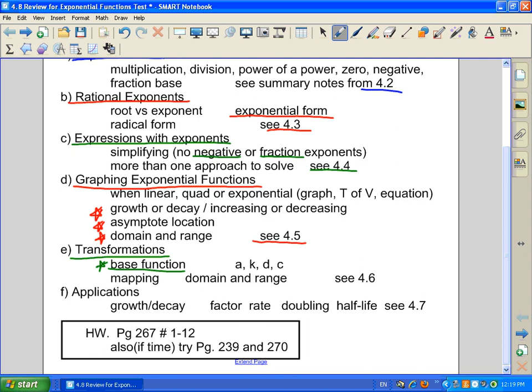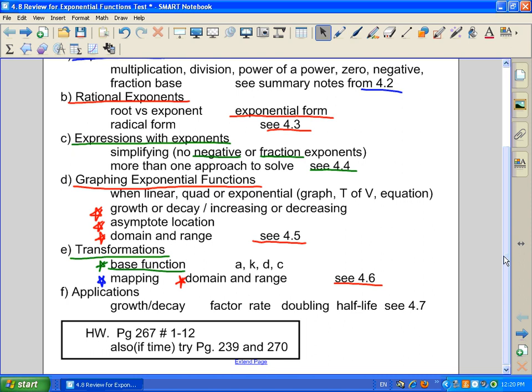We then learned how to do mapping sequence, and again, you graph the first map with the parent function, you graph the second map showing all your transformations, that's the effect of A and K, and then the third one in your sequence is the effect of D and C. Alright, I will provide that mapping sequence formula on your test. You just have to make sure you know how to apply it and how to create the three graphs. And then from that, ladies and gentlemen, it was easy to talk about the domain and range. And again, see section 4.6.